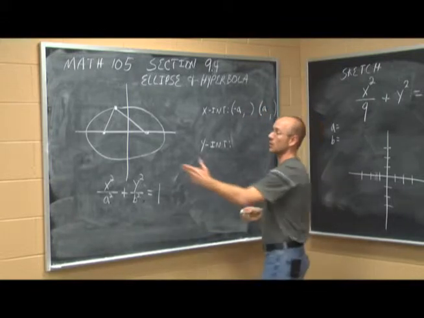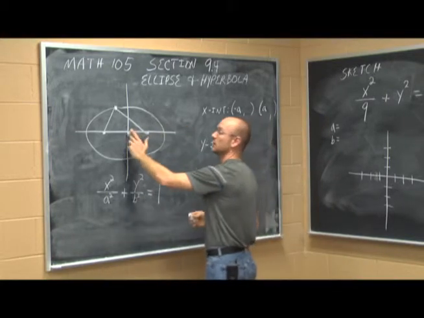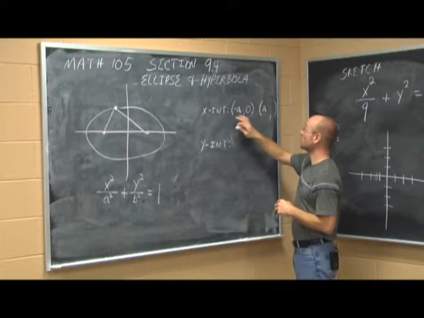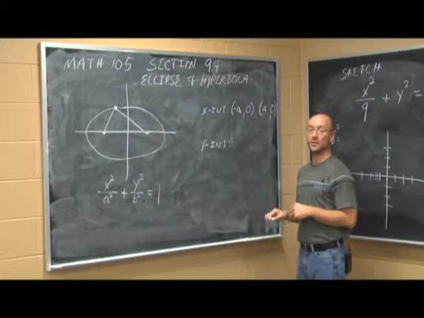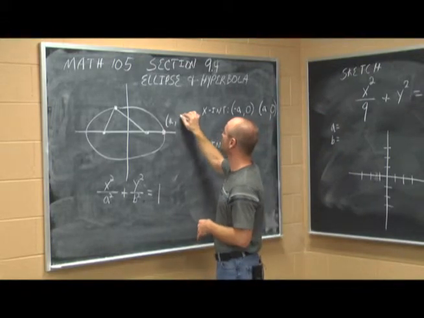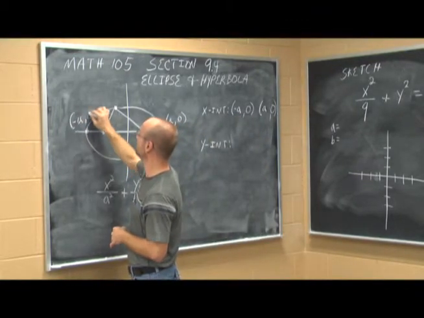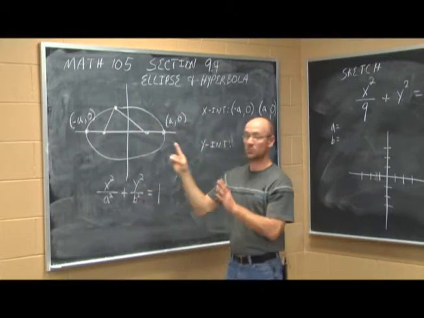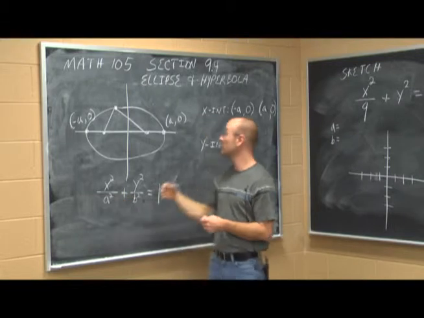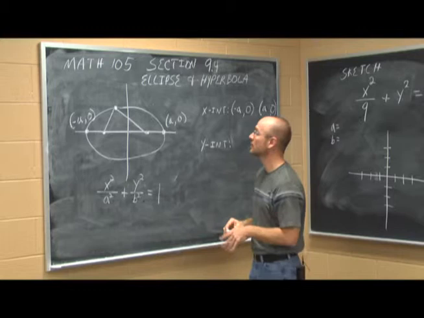Its x-intercepts are going to be some distance to the right, that's our positive a, and some distance to the left, our negative a. So the y value for any x-intercept is 0. So we can find the x-intercepts. This point here would be (a, 0). This point here would be (negative a, 0). And the reason why it's plus or minus, well, if I square negative a, I get a squared. If I square positive a, I get a squared. So we have to remember that plus or minus value.